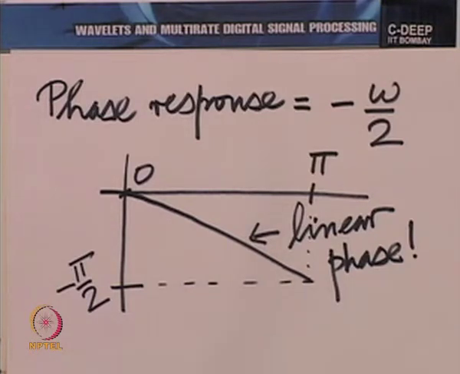Now, linear phase is something very attractive in discrete time signal processing. In fact, one of the reasons why people go to discrete time signal processing from analog signal processing is because you can get linear phase. Why is linear phase important? Let us spend a minute reflecting on this.